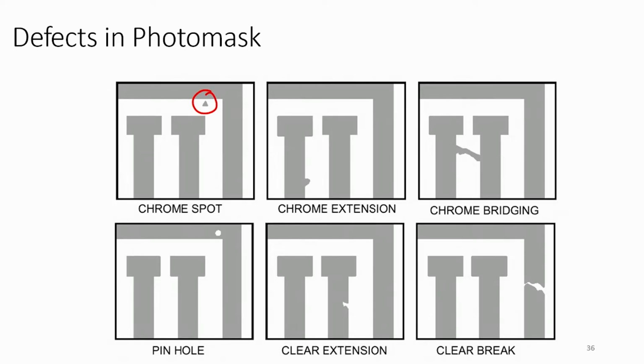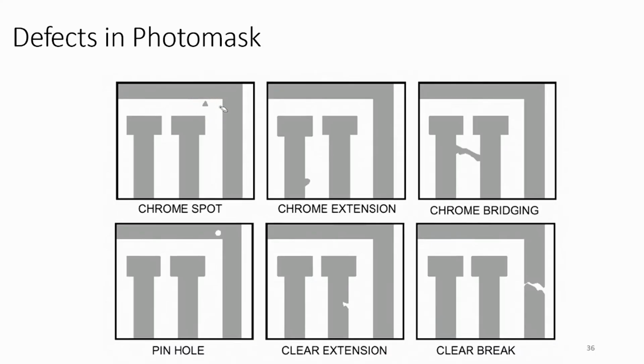Particularly when you fabricate MOSFETs, then within this area you will have a few thousands of devices that you will be killing because of the defects in that photo mask, which is your chrome spot. If you see the second image, you will see the chrome extension. Suppose I fabricate a heater, then this extension will create a different resistance compared to what I have calculated.